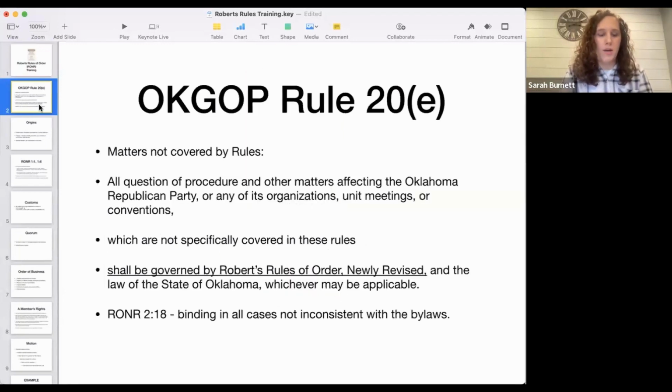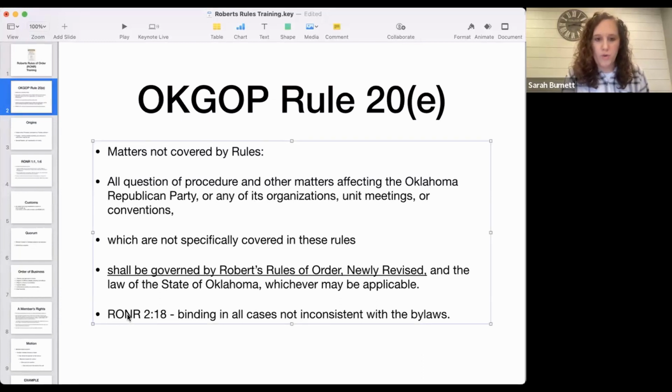So in the OKGOP, the reason that Robert's Rules of Order matter is because our GOP bylaws, which are called the OKGOP rules, say that all questions of procedure and other matters affecting the Oklahoma Republican Party or any of its organizations, unit meetings, or conventions, which are not specifically covered in these rules, shall be governed by Robert's Rules of Order Newly Revised and the law of the state of Oklahoma, whichever may be applicable.